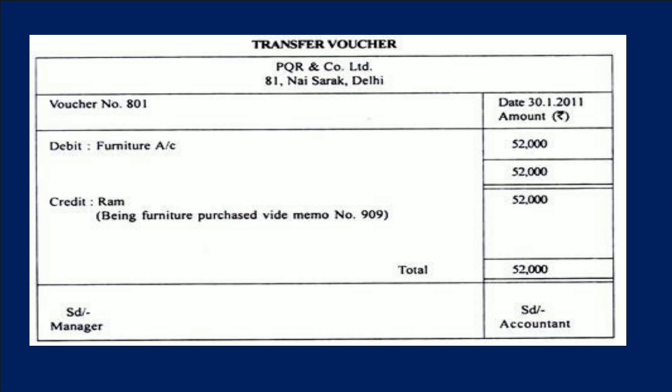Then in the transfer voucher we have to mention which item is going to be debited and which party is going to be credited. Just like in this format, we have debited our furniture account worth rupees 52,000, and by the same figure we have credited Ram, being furniture purchased vide memo number 909. It means that the memo number represents the transaction, when we did it and what the amount was, which we can cross-check with the help of invoice number 909.